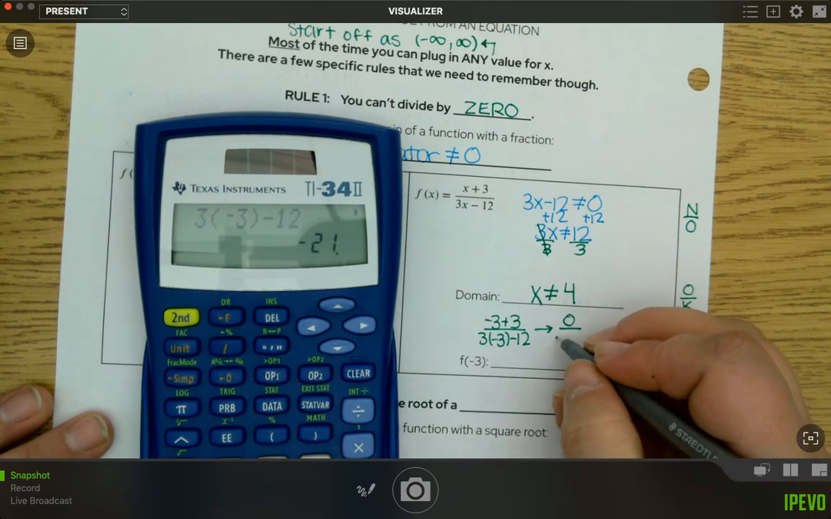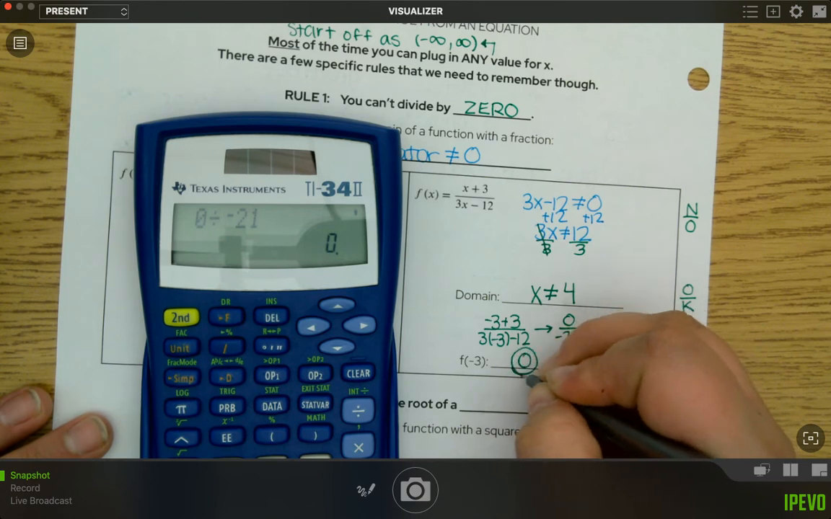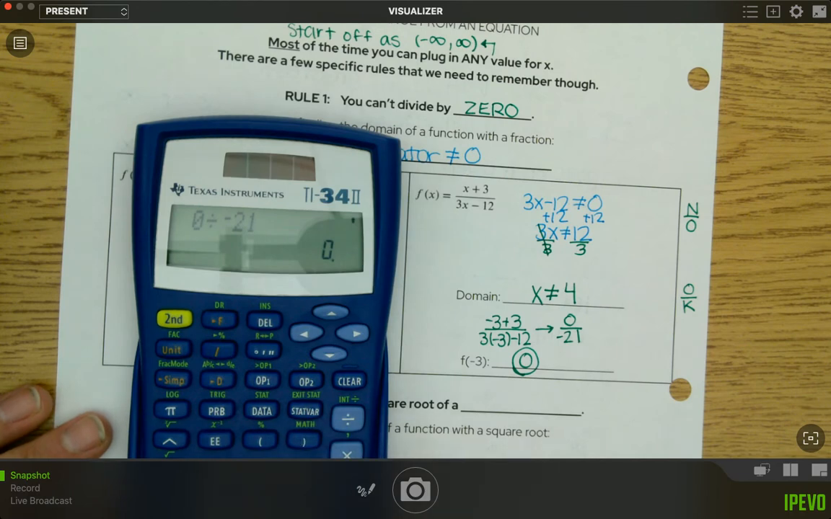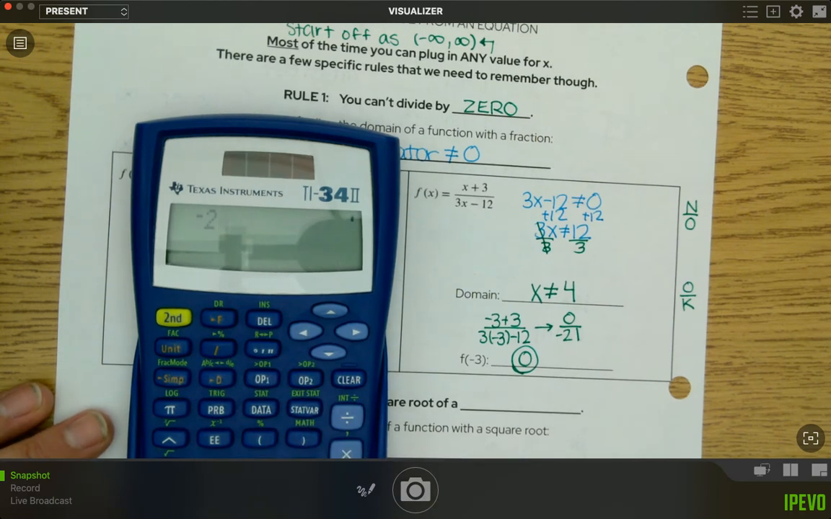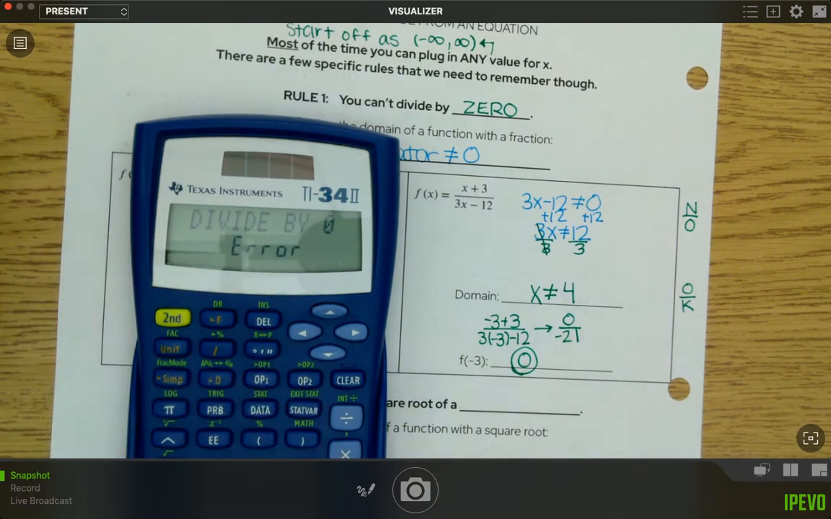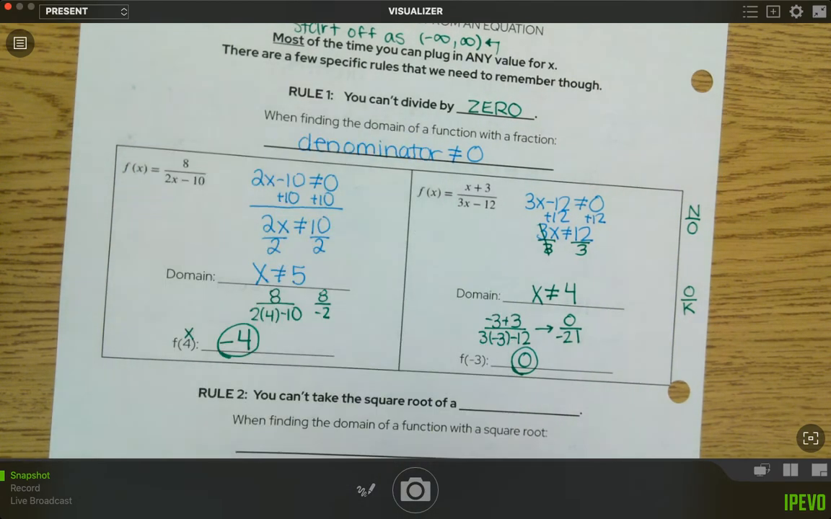this is -21. And what's 0 divided by -21? 0. Right? If the 0 was on bottom, this is what would happen. Okay, so if it was backwards, if this was upside down, it would give you an error, and it would say you can't divide by 0. Okay? So if you're not sure, try it in a calculator, and if it works, then that's your answer, and if it doesn't, then that means that that was not okay.